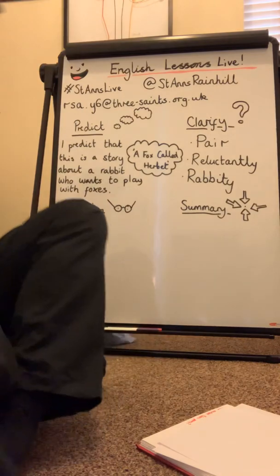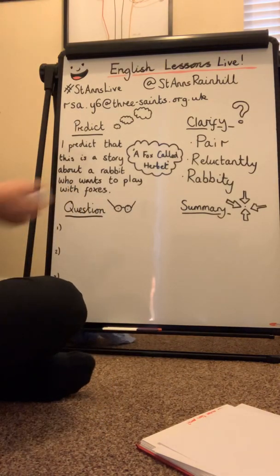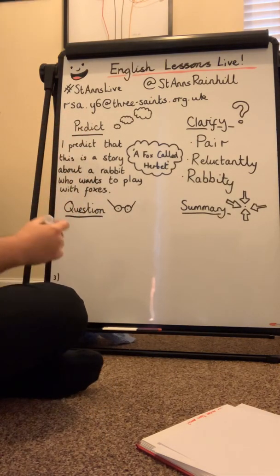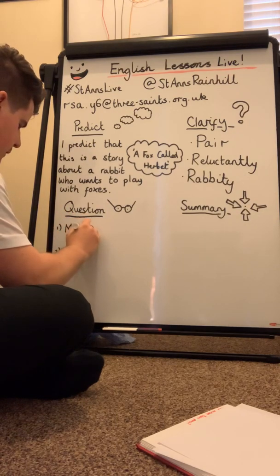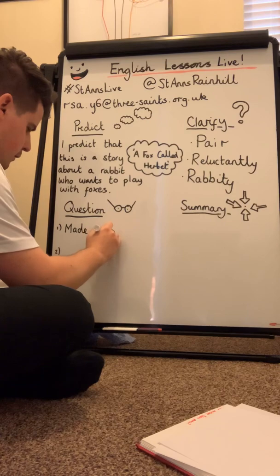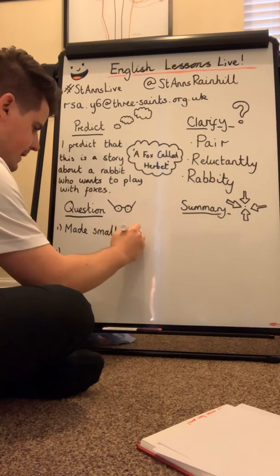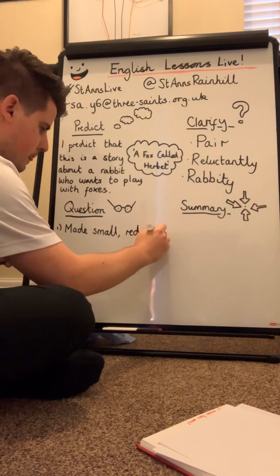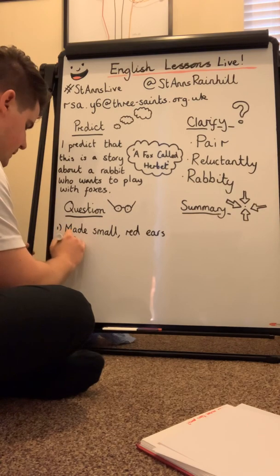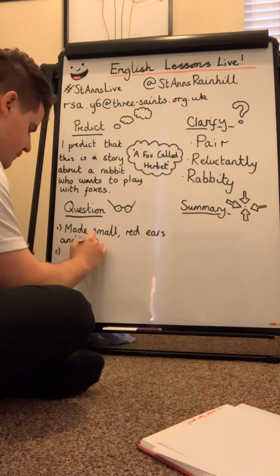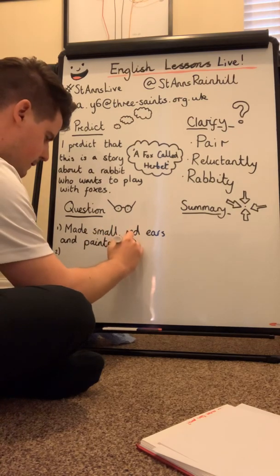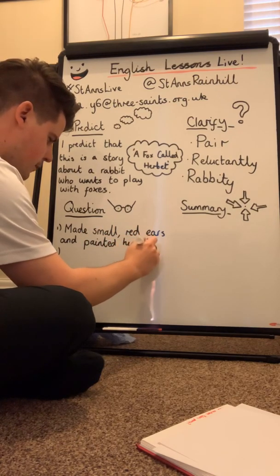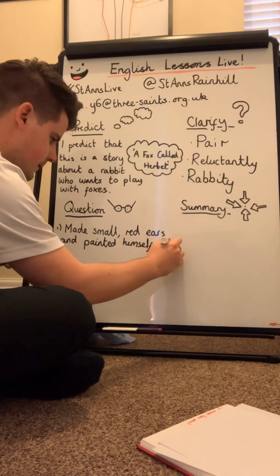We could write that for number one, couldn't we? So number one, what two things did he do to make himself look more like a fox? He made small red ears and painted himself red. Those are two things that he did.